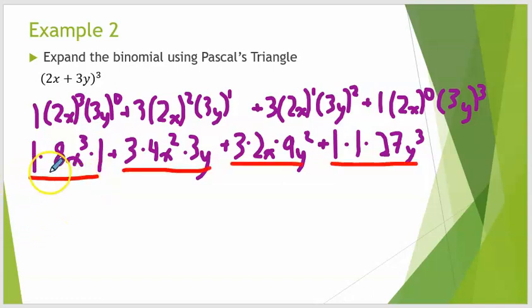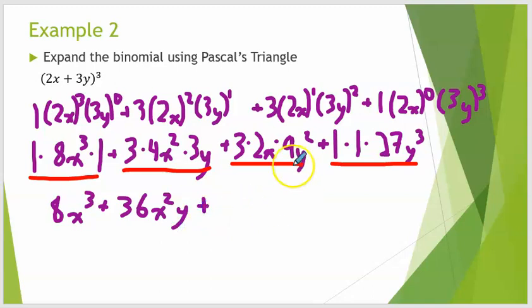And now I still need to multiply the various parts of each term. So I have 1 times 8x cubed times 1. That will be the 8x cubed. In the next term, I have 3 times 4, which is 12, times 3 again is going to be 36. And then the x squared and the y, you're not going to be changing those exponents or anything. They don't combine in any way. So x squared y. For my next term, I have 3 times 2, which is 6, times 9 is 54. And then again, the variables will stay the same, so xy squared. And for my last term, I have 1 times 27 y cubed. So that's our expansion of 2x plus 3y to the third power.